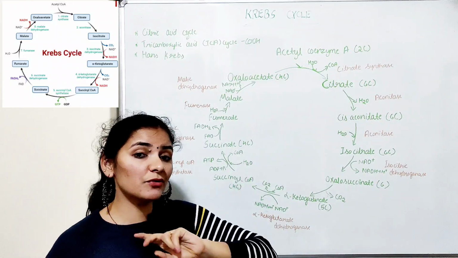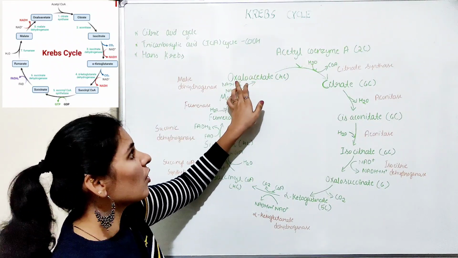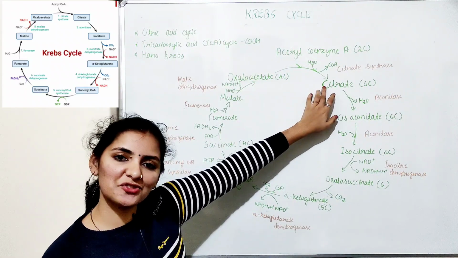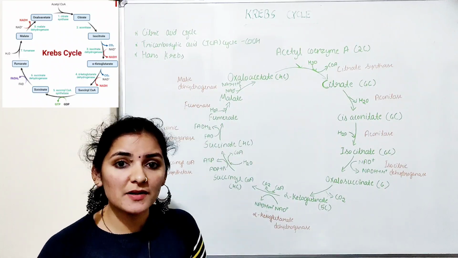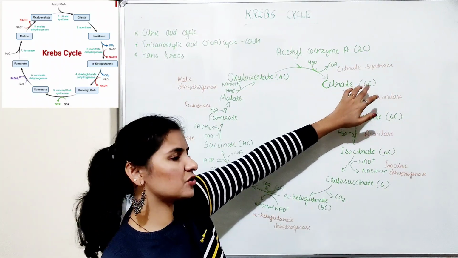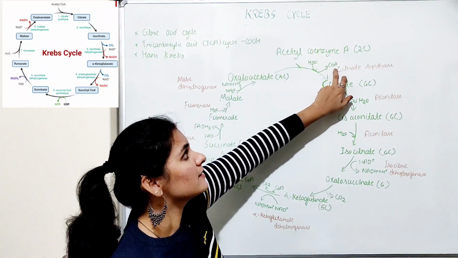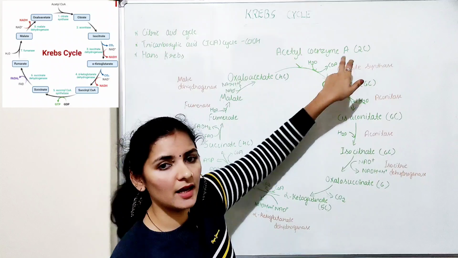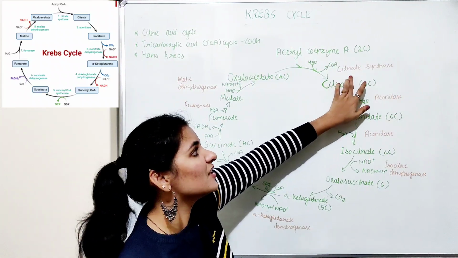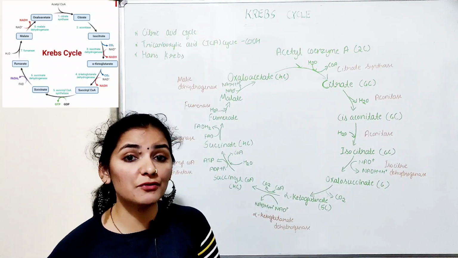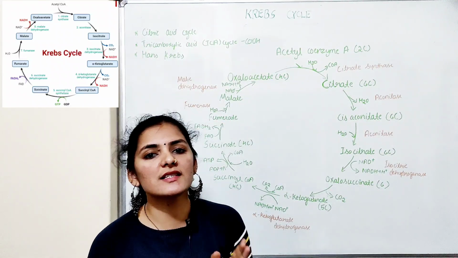So what happens in the first step? Acetyl coenzyme A combines with oxaloacetate to produce citrate, or citric acid, in the presence of water. During this reaction, CoA, that is coenzyme A of acetyl coenzyme A, is released, and the enzyme which catalyzes this reaction is citrate synthetase. So in the first step, citrate, or citric acid, is produced, which is a 6-carbon compound.